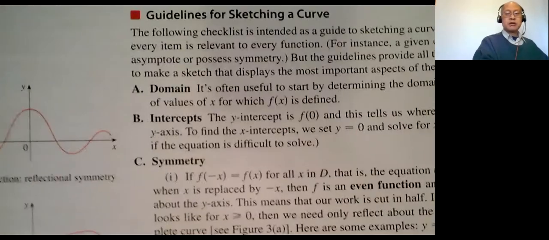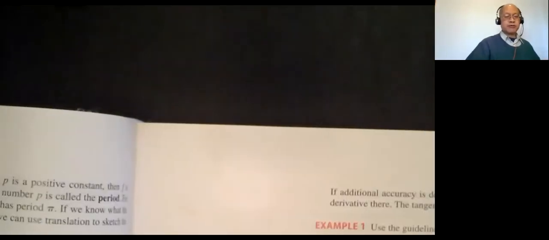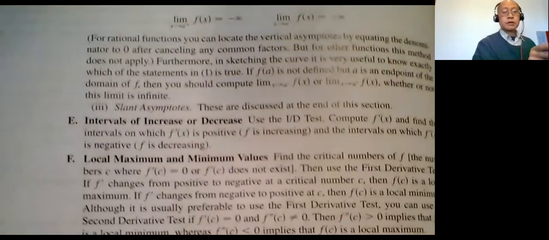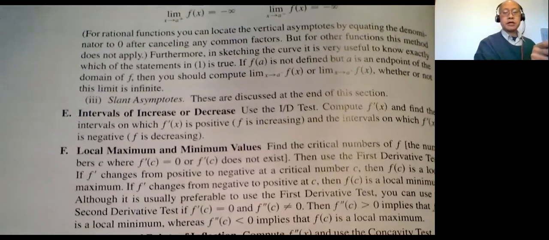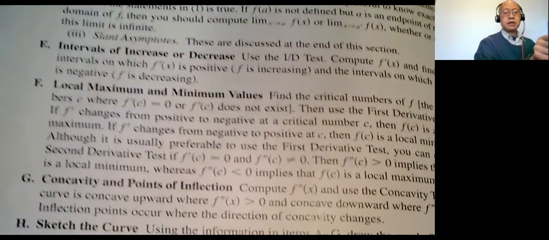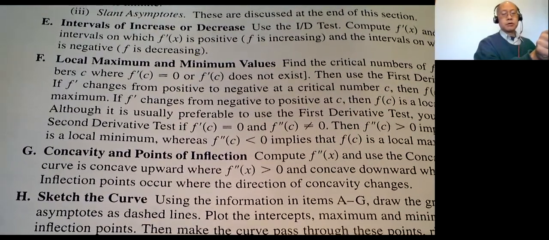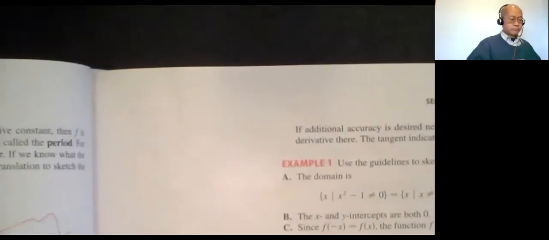Okay, so again, starting on 315: domain, intercepts, symmetry, and asymptotes. You say, how come you didn't consider them before? You actually should consider them all the time. Okay, we kind of referred to them a little bit before, but we're emphasizing them a little bit more now. So back on 316, asymptotes, and then the calculus stuff: E, F, G, and H, intervals of increase and decrease, local max and min, concavity, points of inflection, sketch the curve. Okay. All right, so that's what's happening.